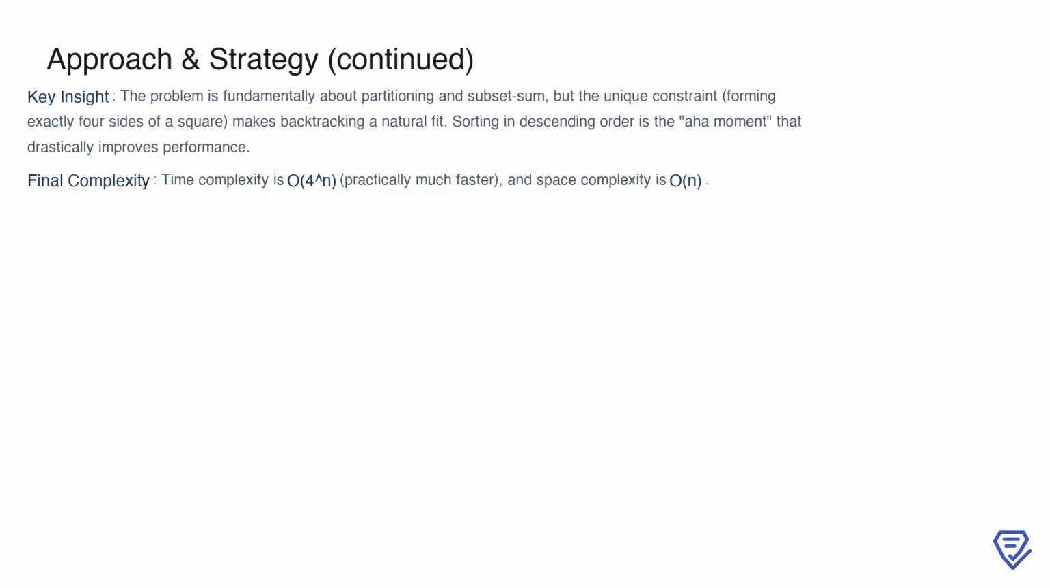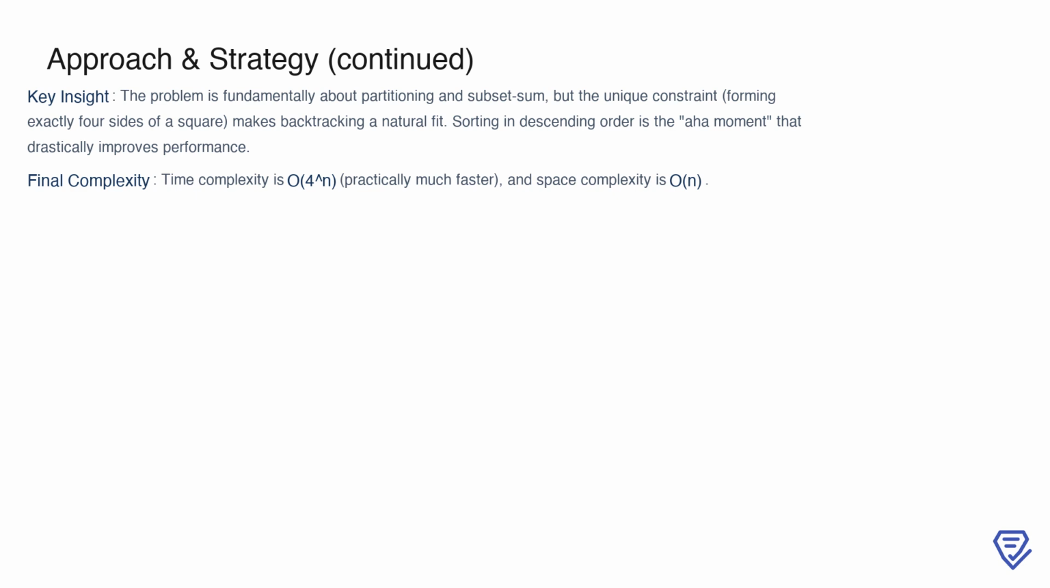At its core, this problem is about partitioning and subset sum, but the unique constraint of forming exactly 4 equal sides makes backtracking the most natural fit. Sorting the matchsticks in descending order is a key insight that drastically improves performance, as it helps eliminate unworkable solutions more quickly. Overall, the time complexity of the backtracking approach is 4 to the power of n in the worst case, though pruning ensures much faster performance in practice. The space complexity is n, which is manageable and primarily comes from the recursion stack. By leveraging these strategies, we strike a balance between efficiency and simplicity, making the backtracking approach the ideal solution for this problem.